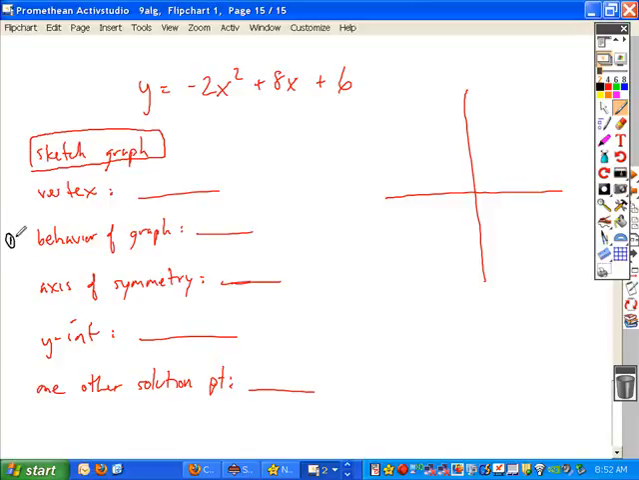Okay, the first question, I think when I give you the test, this will be the first question that's asked, is what's the behavior of the graph? How can you tell? It's negative or positive. Right. So is the leading coefficient negative or positive? Since it's negative, it's going to open down.